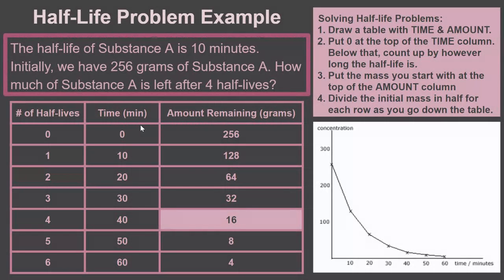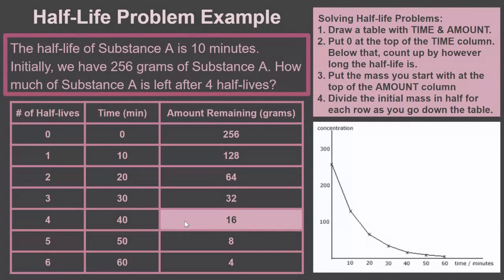So 256 divided by 2, because remember, you're going to divide it in half each row as you go down the table. 256 divided by 2 is 128. Divide that by 2 is 64. Divide that by 2 is 32. Then 16, 8, and 4. And if we're using this table method, we can tell pretty easily that after 4 half-lives, 40 minutes has gone by and there are 16 grams of substance A remaining.